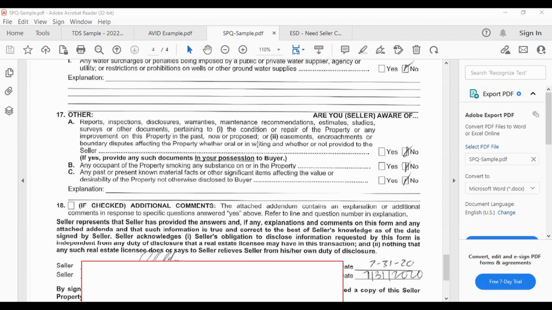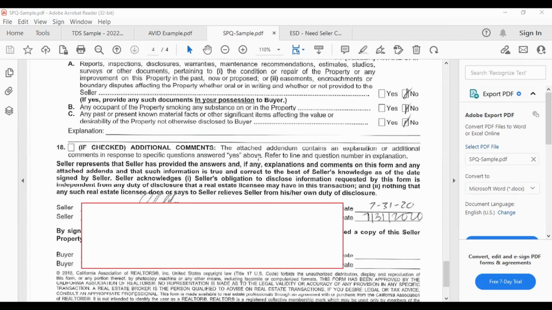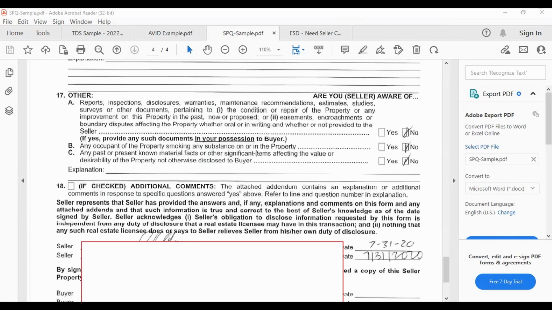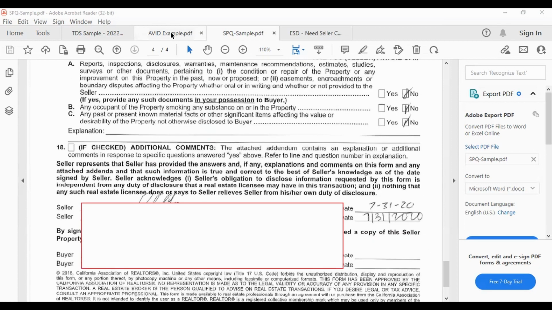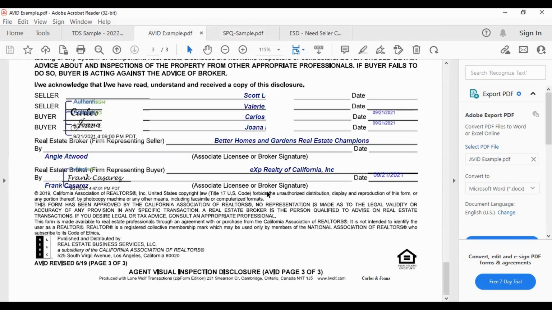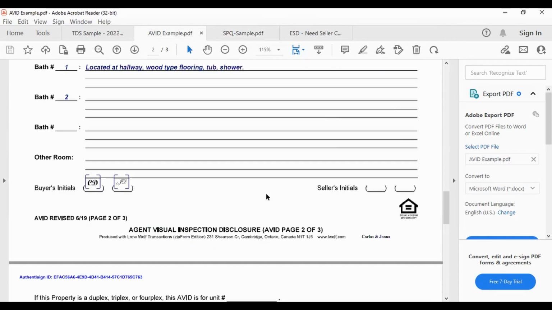There are just some agents out there that are doing things however they see fit. It's unfortunate. Okay, so we are going to go to what I feel is the third important document in here.